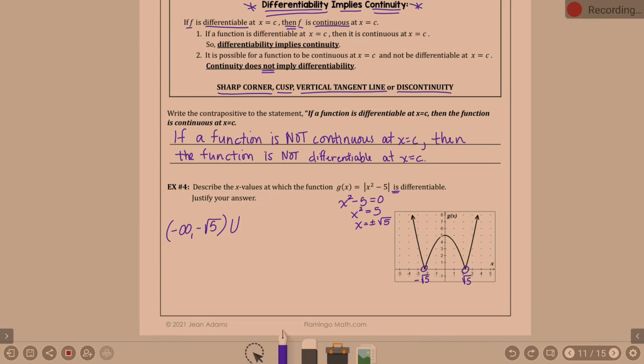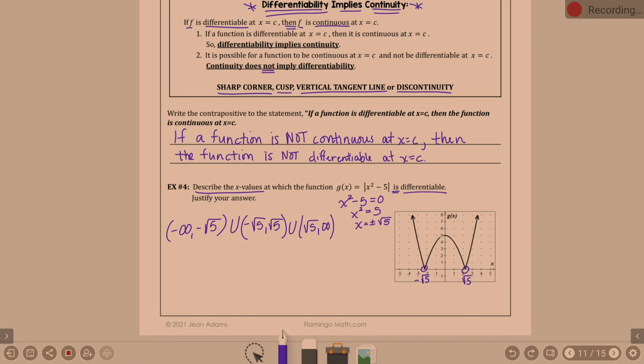I think you guys are with me now? Negative square root of 5 to positive square root of 5. Obviously both using parentheses, union. Where else is it differentiable? Square root of 5 to positive infinity. So that right there is describe the x values where it is differentiable.